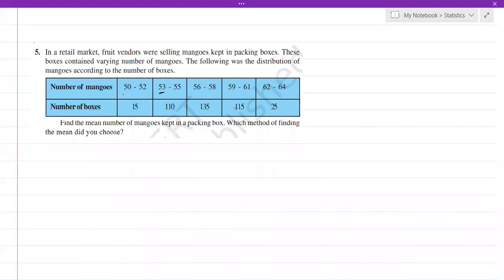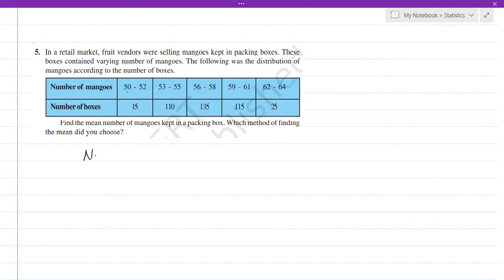How do you convert it? Very simple. What is the difference between this 53 and 52? If you subtract it, how much do we get? We get 1, isn't it? Now take the half of this. What is half of 1? It is 0.5. So we're going to subtract 0.5 from the lower limit, and we are going to add 0.5 to the upper limit. This is how we convert an inclusive table to an exclusive table. Subtract 0.5 from the lower limit, add 0.5 to the upper limit. So let's do that.